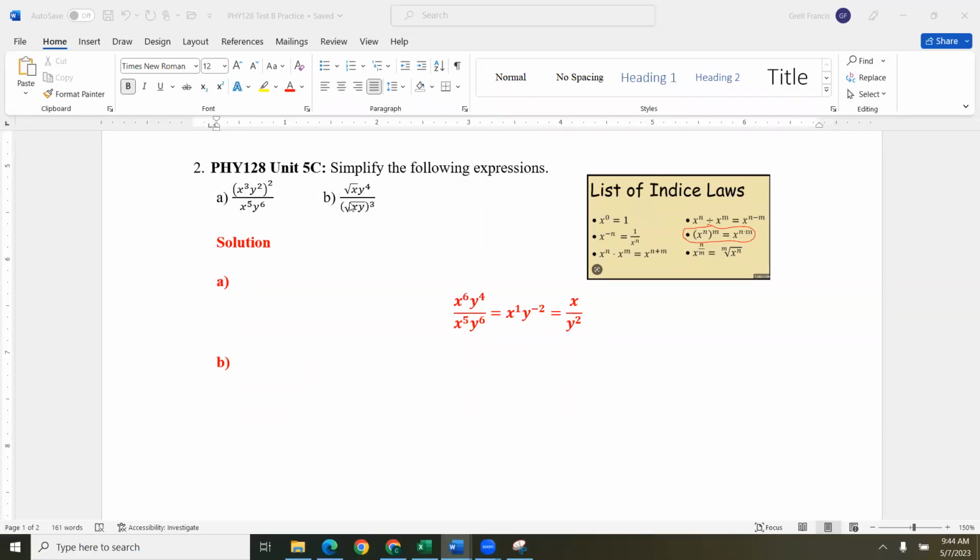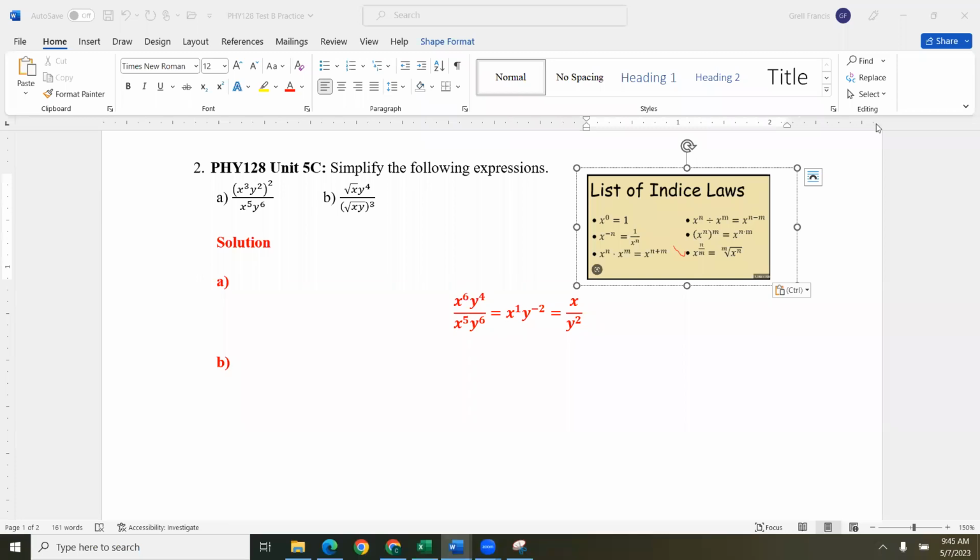Looking at part B, we've got the square root of x times y to the 4. Now the square root of x can be written as x raised to the 1 over 2 by applying this rule right here. So we are going to apply this law of indices to convert the radical sign to a fractional power. Now, there's a 1, there's a 2, there's always a 2. If you don't see any value, there's a 2 outside of the radical sign, and the power of x is 1, so that'll be 1 over 2. And the same applies as the denominator. So let us do that.